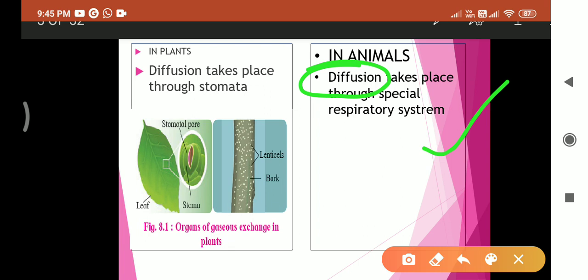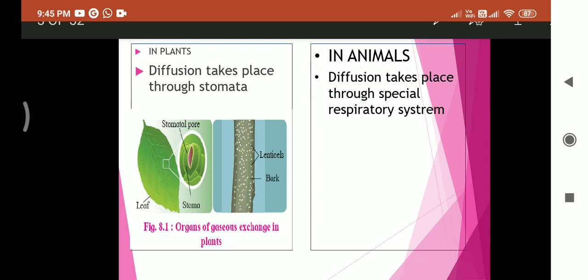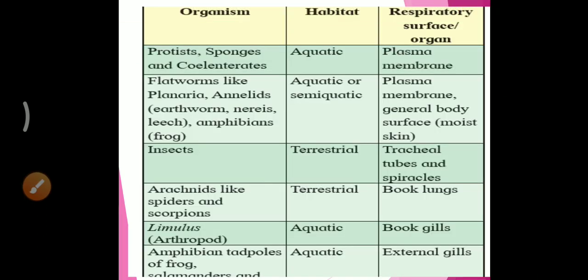According to their surrounding medium, a certain part of the body has become specialized into different types of respiratory organ. In higher animals, these respiratory organs are also associated with the transport system. In the next slide we can see which variety of organisms have which respiratory system.